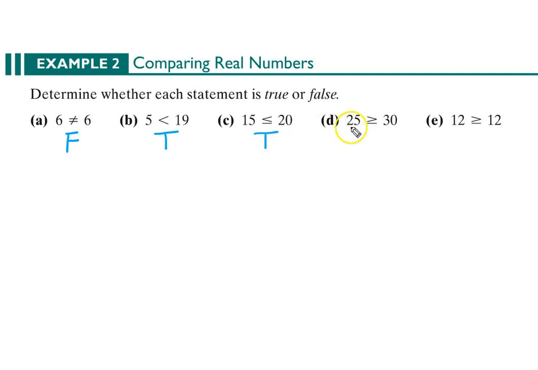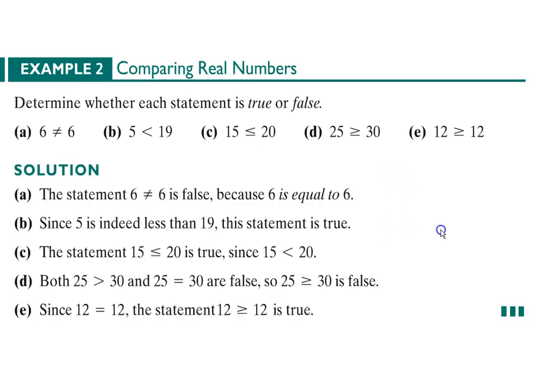25 is greater or equal to 30. Now, neither part of that is true, so this is false. 12 is greater or equal to 12. In this configuration, only part needs to be true, and it is equal, so therefore it's true. Okay. And there is the solution. Pause if needed.